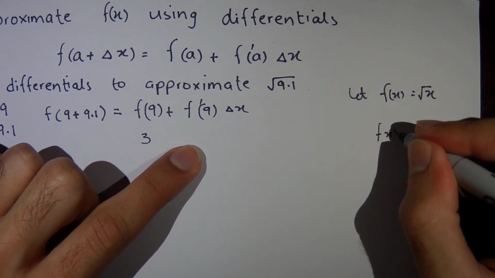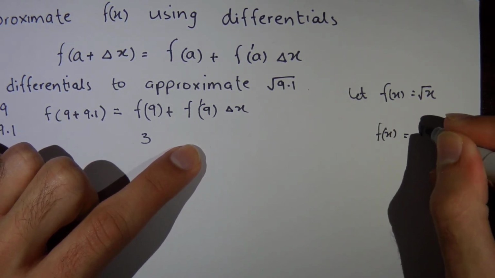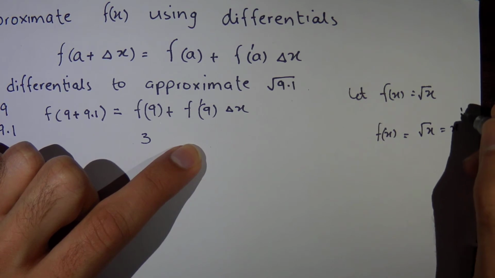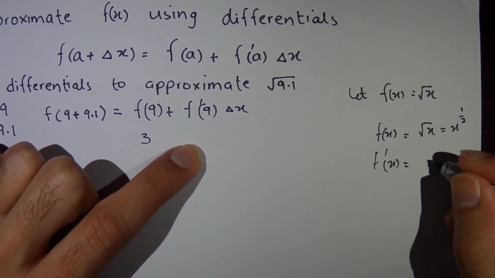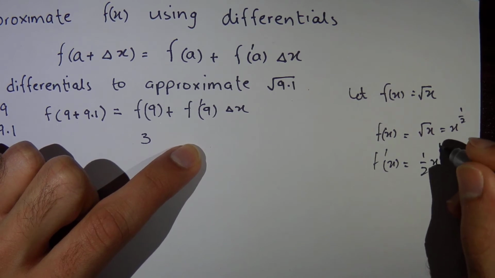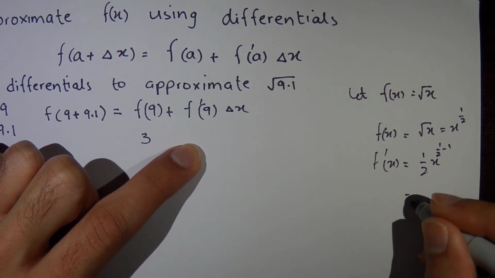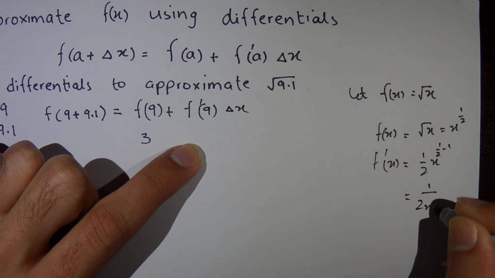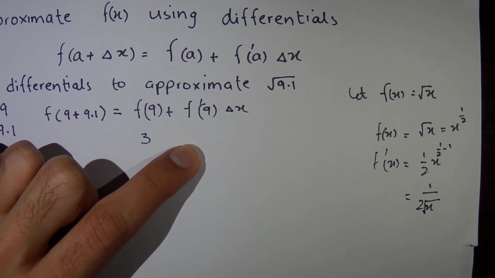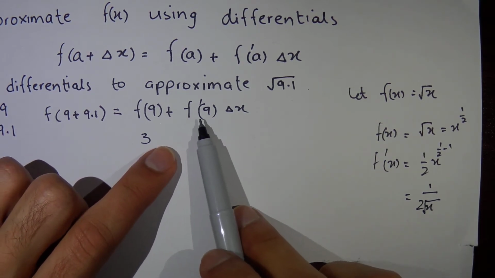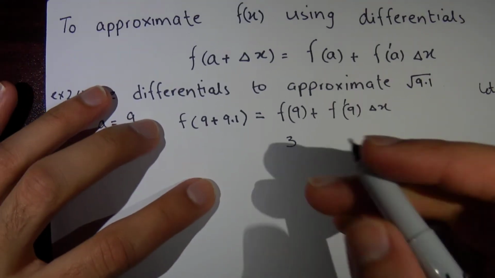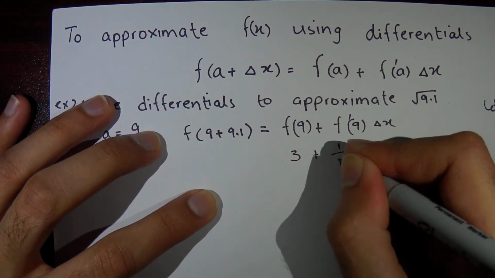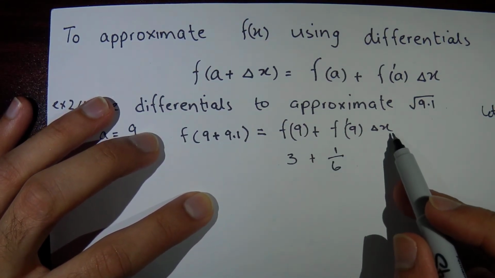So if f of x is equal to the square root of x, or x to the power of 1 over 2, we know f prime of x will simply be 1 over 2 x to the power of 1 over 2 minus 1, which will be 1 over 2 square root of x. So if we're plugging in 9 into our derivative, we get 1 over 2 times 3, which is 1 over 6. So let's put that here, plus 1 over 6 multiplied by delta x.